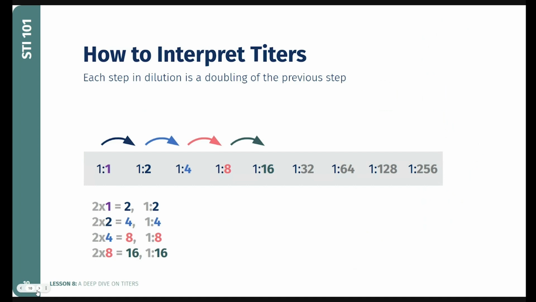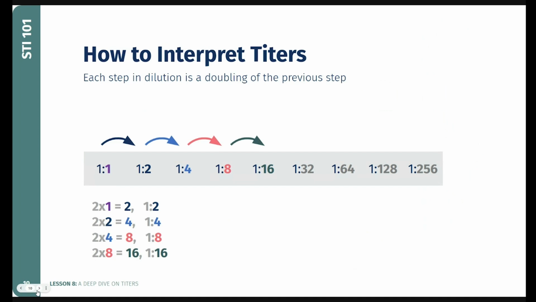To get the third titer in the sequence, you double the 2 from the 1-to-2 titer, and you get a 1-to-4 titer. When you double the 1-to-4 titer, you get a 1-to-8. When you double the 1 to 8, you get a 1 to 16, and the pattern continues until you no longer have a reactive titer.